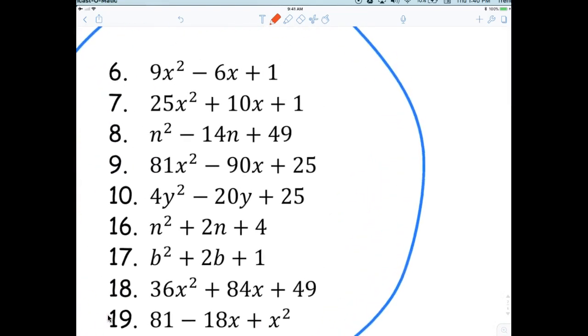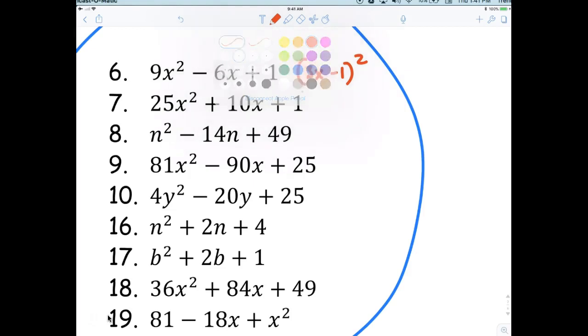All right, let's take a look at number 6, just to make sure. 9x squared minus 6x plus 1 would be? Come on, help me. 3x minus 1 squared. Yes, 3x minus 1 squared. Everybody okay with that? Yes.